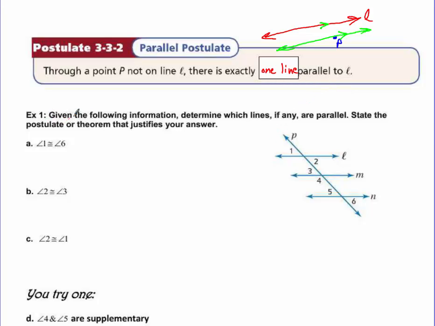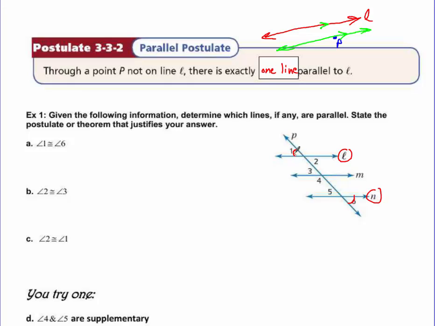So a couple examples. Given the following information, determine which lines, if any, are parallel. State the postulate or theorem that justifies your answer. So angle 1 is congruent to angle 6. So I see those two angles. They are alternate exterior angles, and they're dealing with line L and line N.